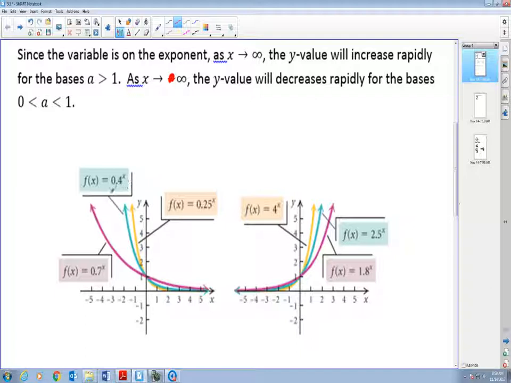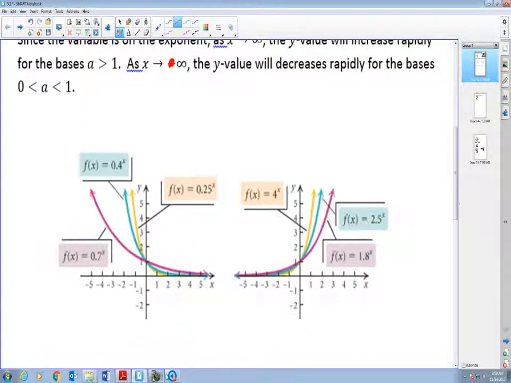Okay, for bases, look, these bases are between 0 and 1. That means I will actually go from the other direction. So my domain is coming from negative infinity to infinity, but the y value is actually what? Decreasing, approaching 0.